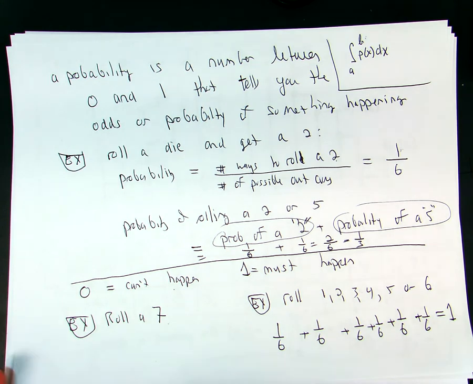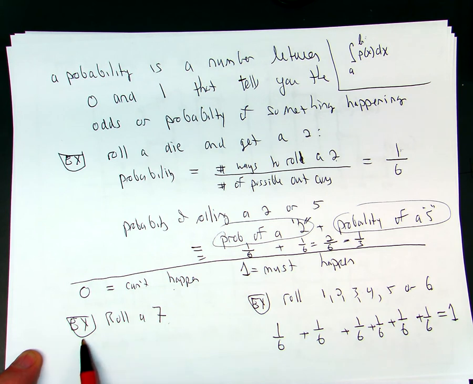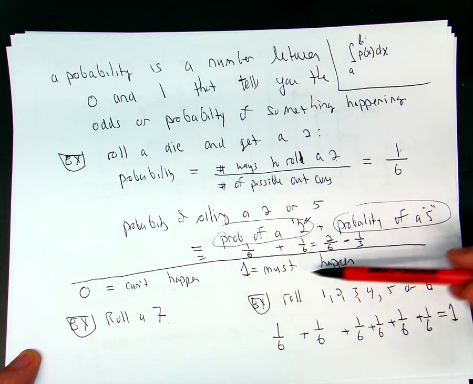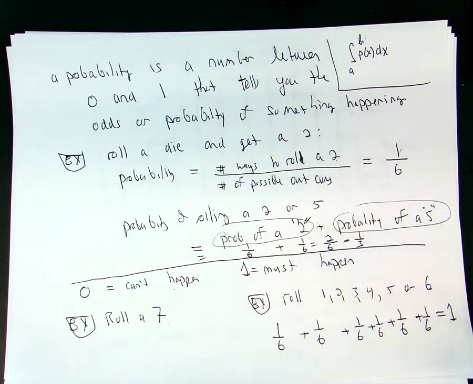Now, another convention is that 0 is something that can't happen. If I roll a 7, I can't do that, so the probability is 0. Now, 1 is something that must happen. There are only 6 possible outcomes, so what's the probability of rolling a 1, 2, 3, 4, 5, or 6? Well, it has to happen. It must happen. So that probability is 1.